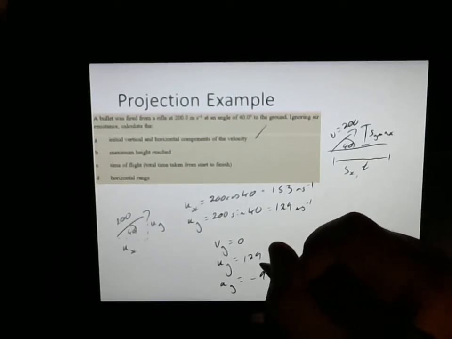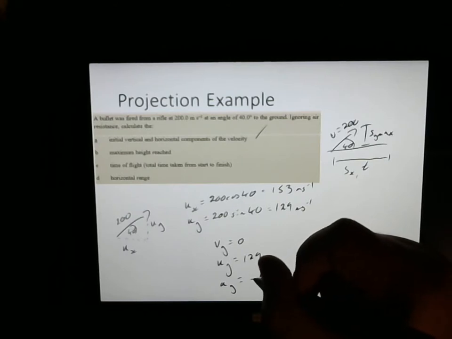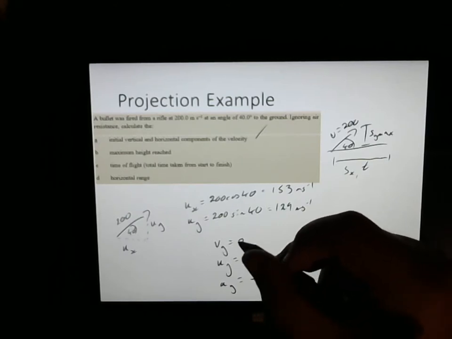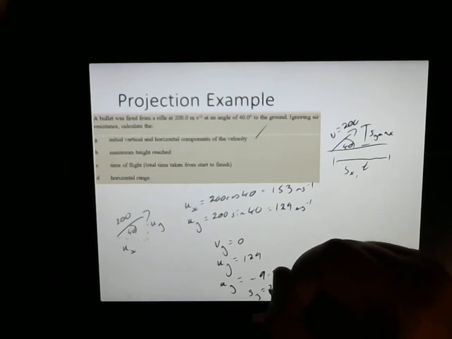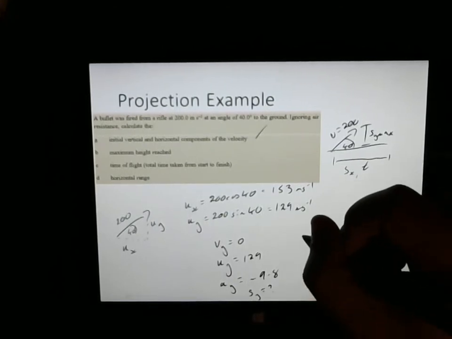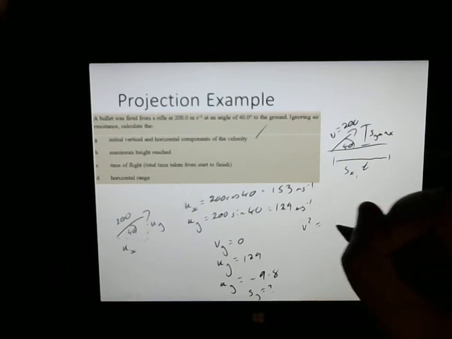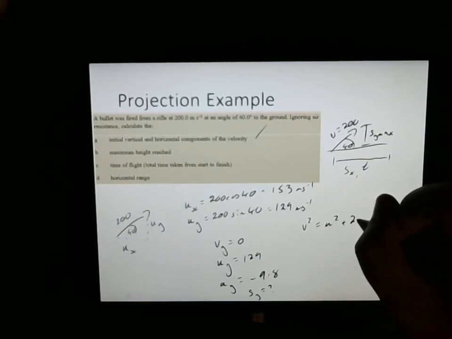Really important to get these two in the right direction, because if we had positive 9.8, we'd be saying that this speeds up and this would never happen. And we want to work out, well, what is the s in the y at this point? One equation stands out, v squared equals u squared plus 2as.